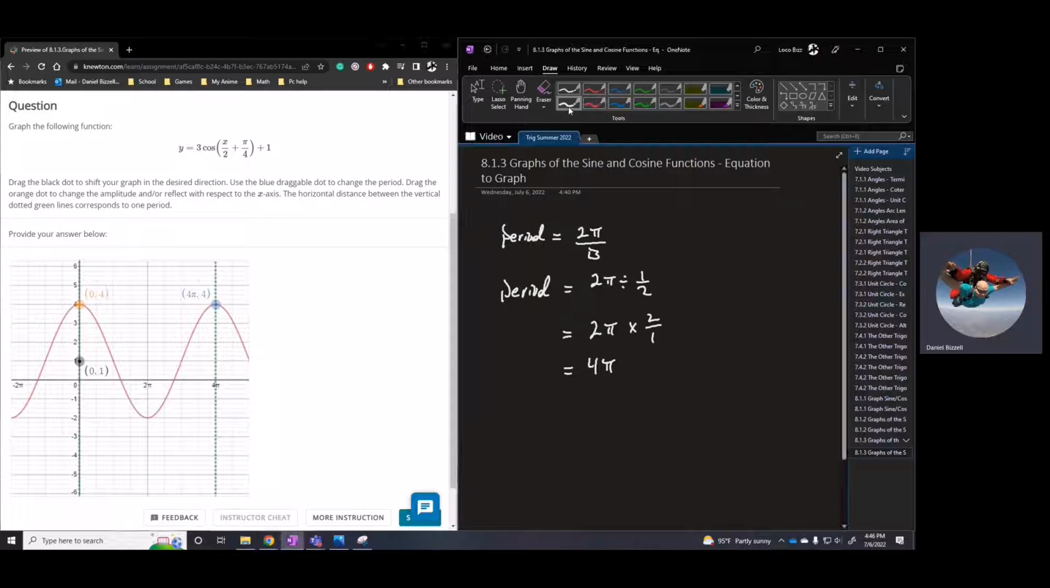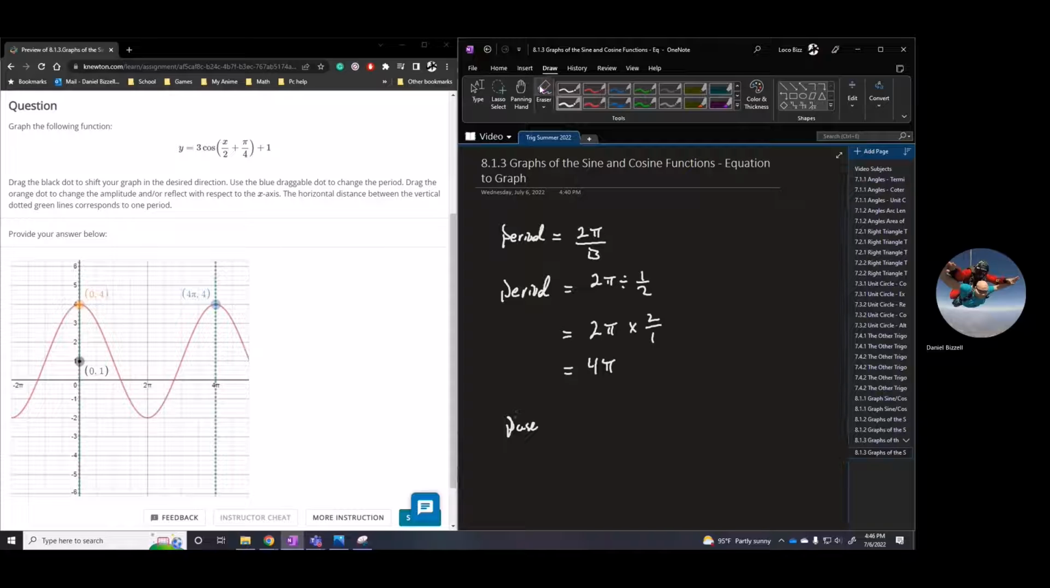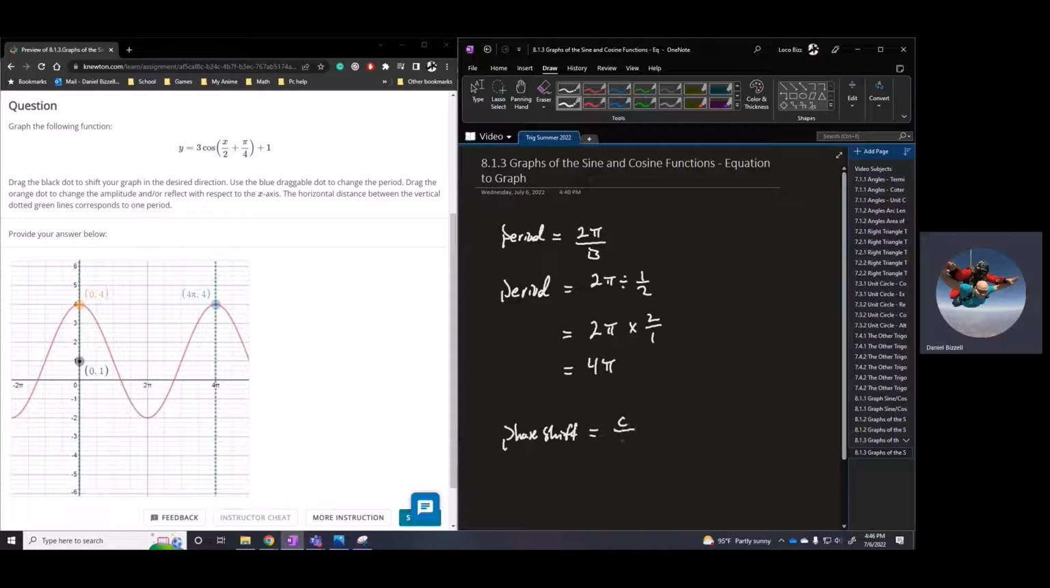Now we're going to do the same thing to find our phase shift. Our phase shift is equal to C over B. Now we know what our B is because we have it right here, and we know what our C is because we have it right here. So we just need to plug both of those in and calculate our phase shift.